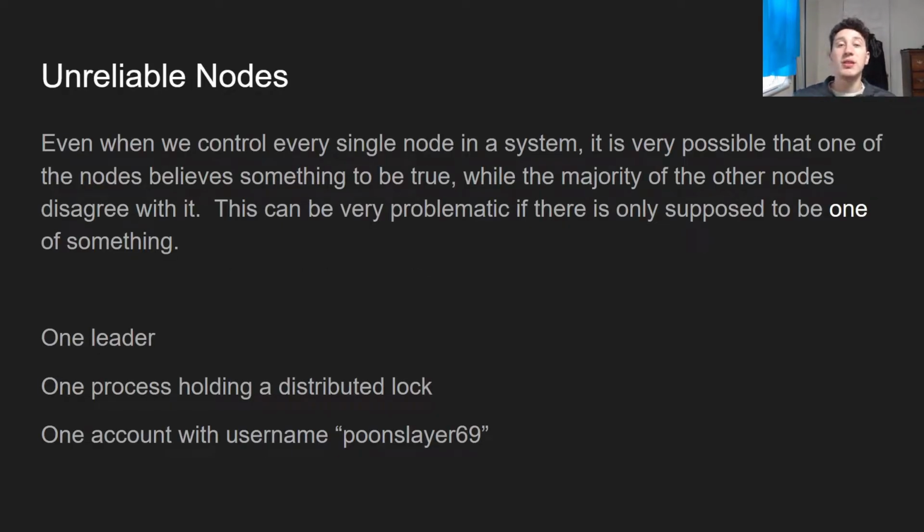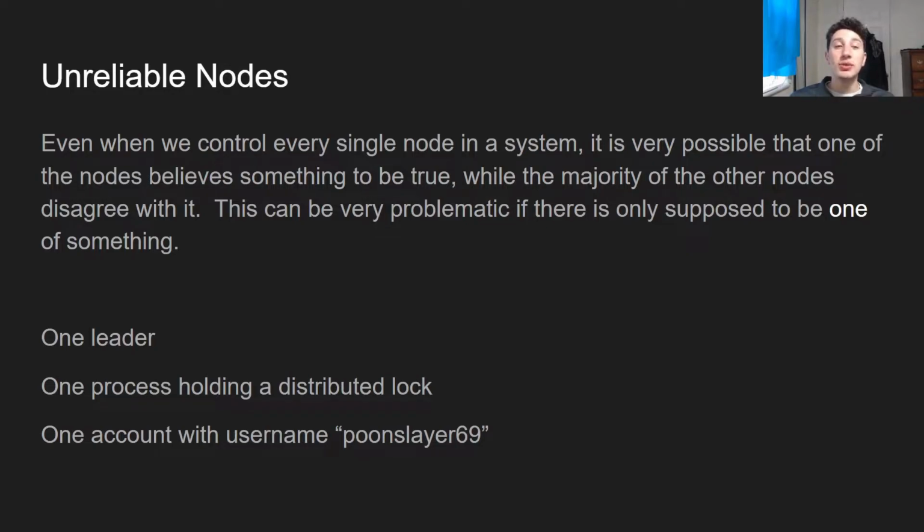So let's start by talking about unreliable nodes. Even though a lot of the times we're controlling every single node in our system, whether that's servers or databases, it's possible that some of them can be unreliable. They have the best intentions and they're trying to work with the rest of the system. However, for whatever reason, they're actually operating in a way that's different from the majority of nodes, and as a result, it causes problems in our system.